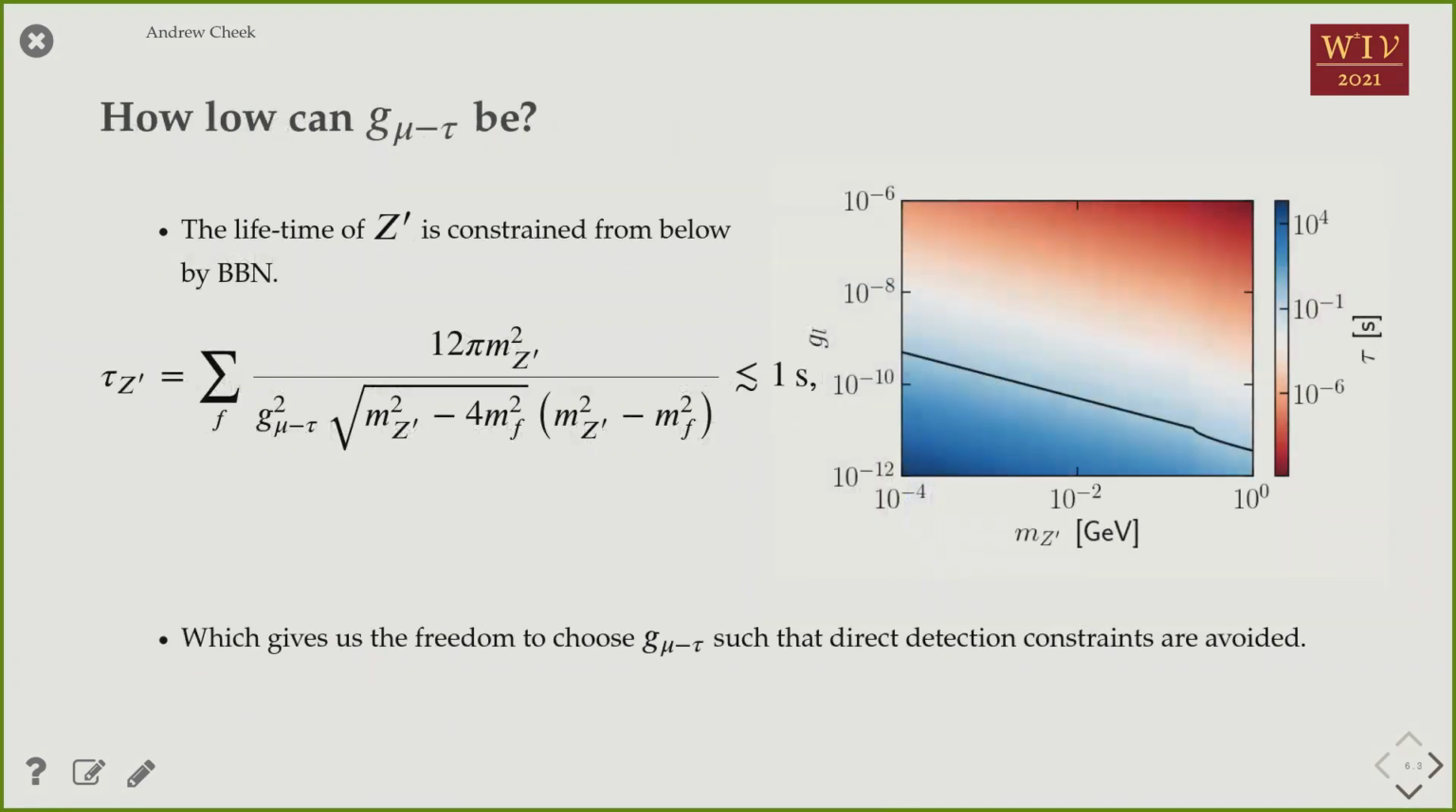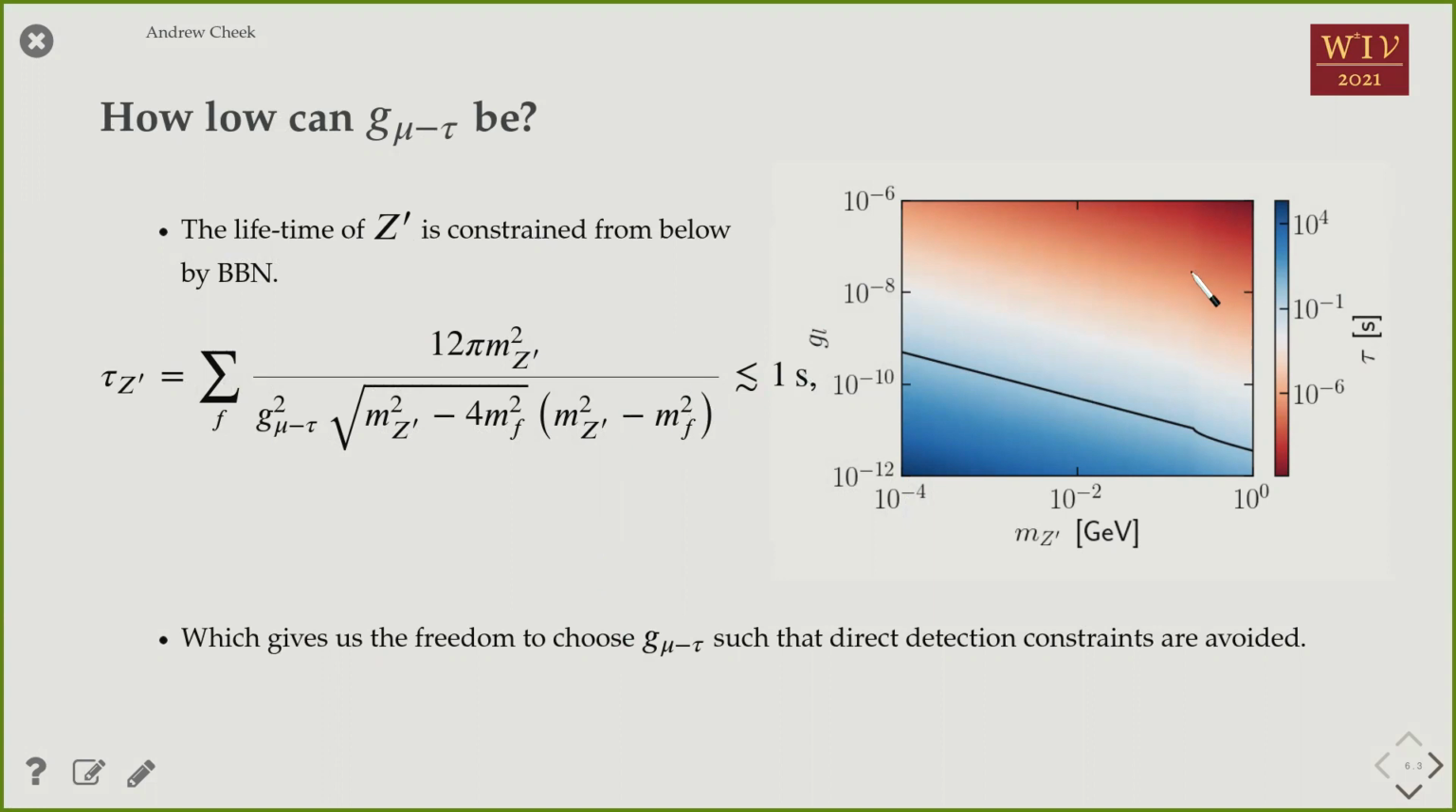And also it's a legitimate question to ask whether you can go to infinitely low couplings to the standard model to avoid direct detection. And the answer is no. The Big Bang nucleosynthesis constraints mean that the lifetime of your mediator needs to be less than 1 second, or shorter than 1 second.